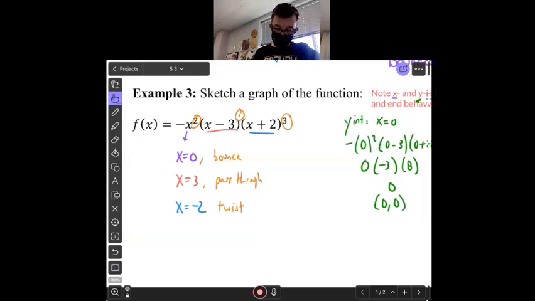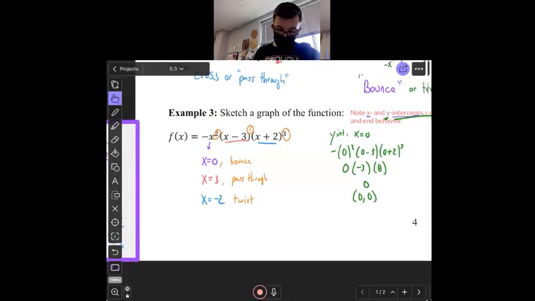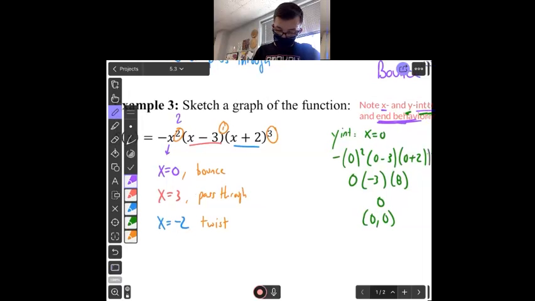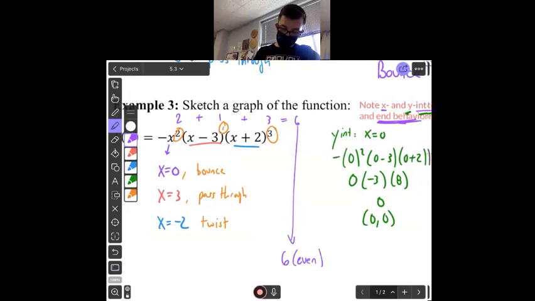The last thing here is the end behavior. It's a lot of stuff. What I need is the degree. This is a 2, a 1, and a 3. When I add those up, I get 6. 6 is even. It's also negative.